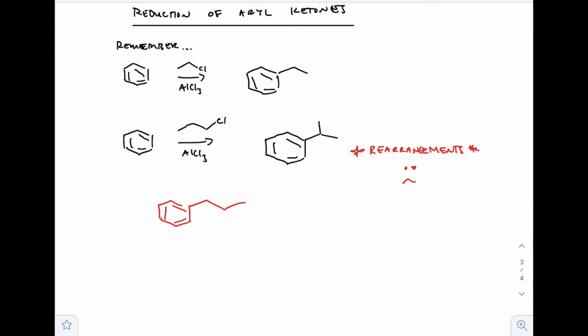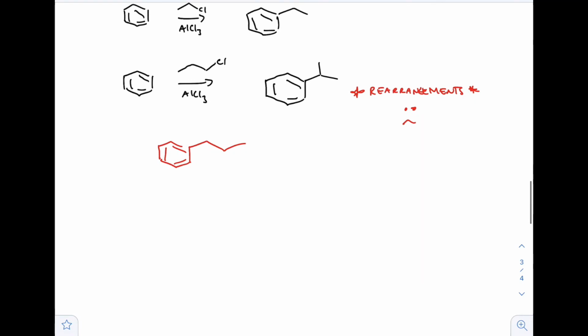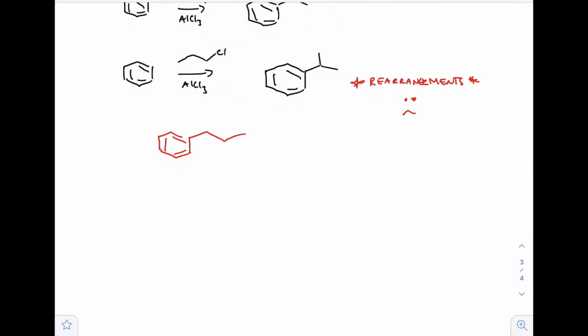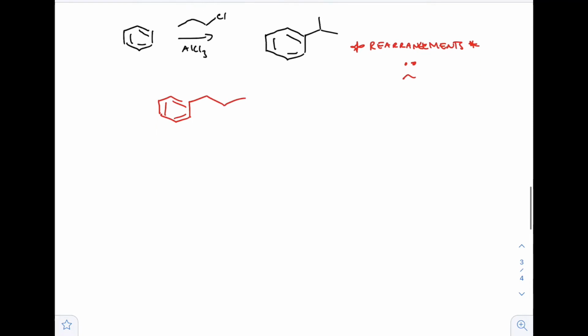And so what if we wanted to get this linear propylbenzene? Well, that's where the reduction of aryl ketones comes into play. And so let's check it out. What we want to do is there's 2 different types of reactions, okay? So there are 2 different options for this reaction.